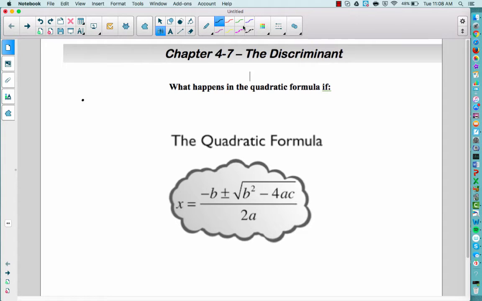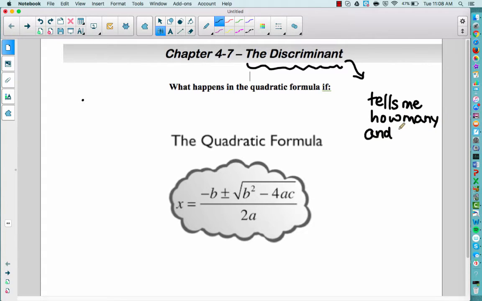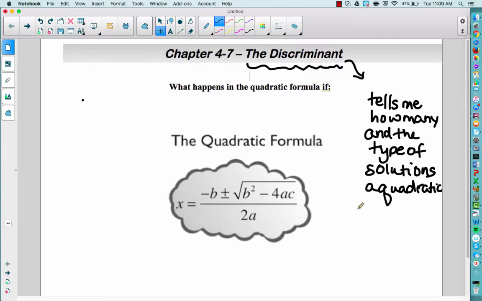So today's lesson is about a piece of the quadratic formula. There's a special part of the quadratic formula referred to as the discriminant. And so it does some things for us. It tells me about the types of solutions I'm going to have, okay? So let's say that. It tells me how many and the types of solutions a quadratic equation will have.